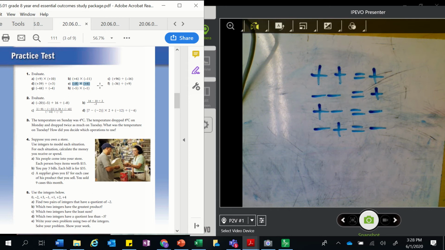What's 8 times 6? Oh, geez, I hate this one. I always hate 8 times 6. I know 7 times 6 is this. So it's 48. And it's different, so it's going down. It's negative 48. Easy peasy, lemon squeezy.